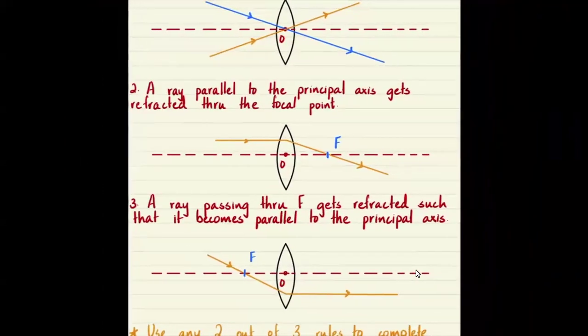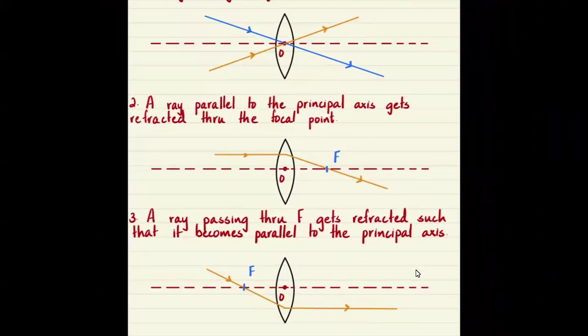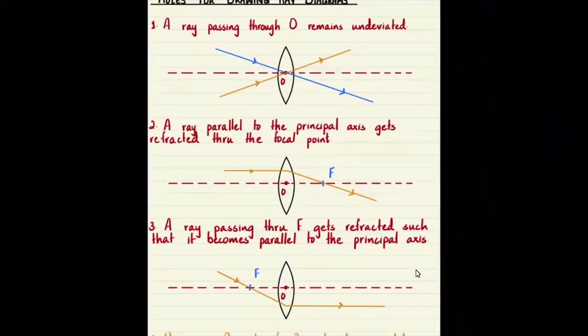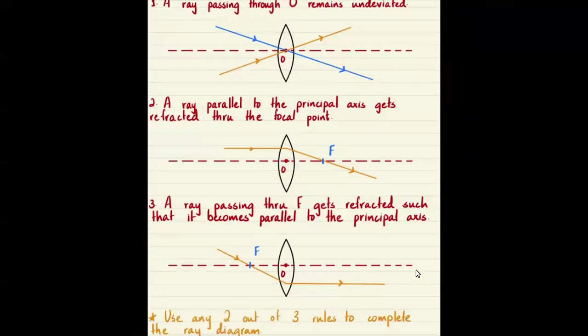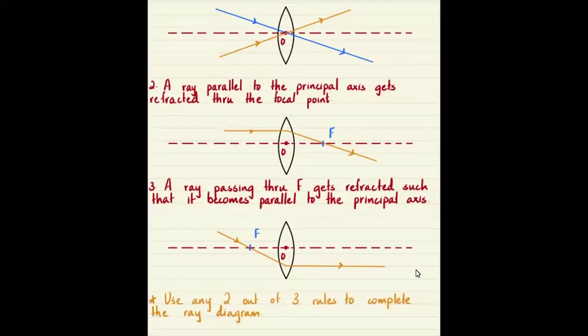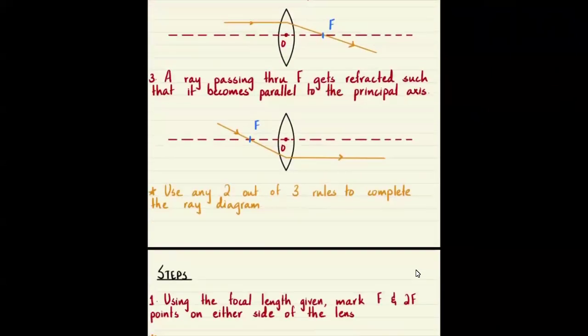Now, to complete a ray diagram, you just need to use any two of these rules. My personal preference is 1 and 2. You could also do 1 and 3. 2 and 3 would also work, but it's not recommended. 1 is the easiest rule to use. So you use any two out of the 3 to complete the ray diagram.